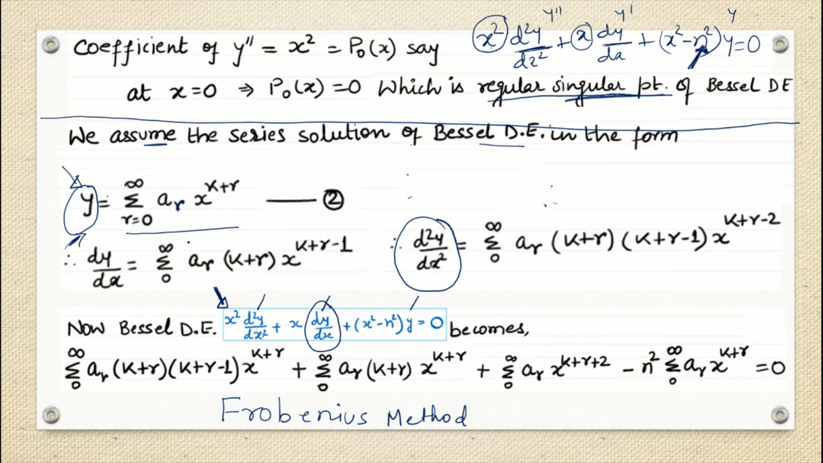So it is nothing but a_r is constant, so I'm just keeping a_r constant. The sigma sign, I'm just copying it here, okay? This is from 0 to infinity. a_r is constant, so I'm keeping it here only.